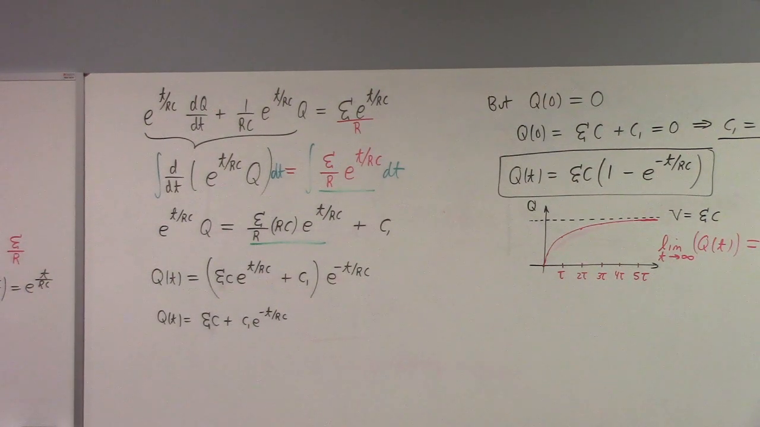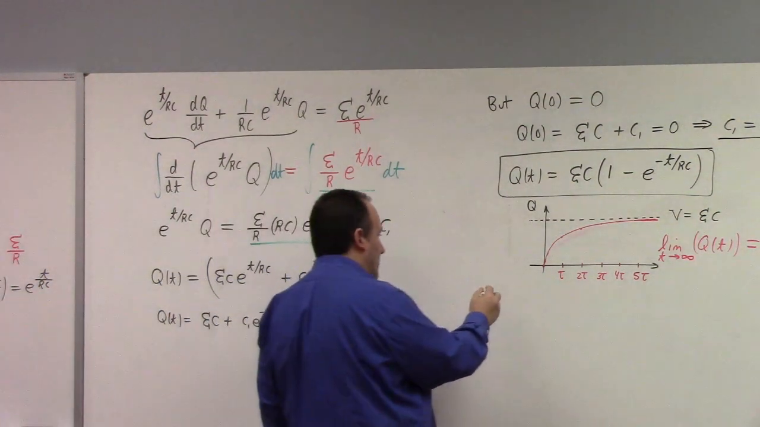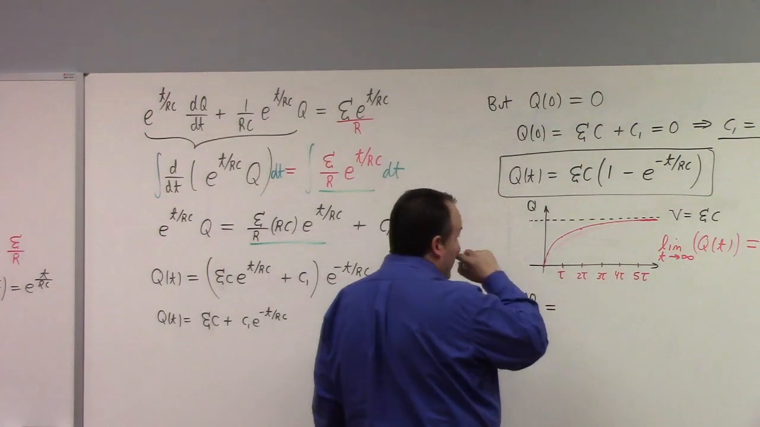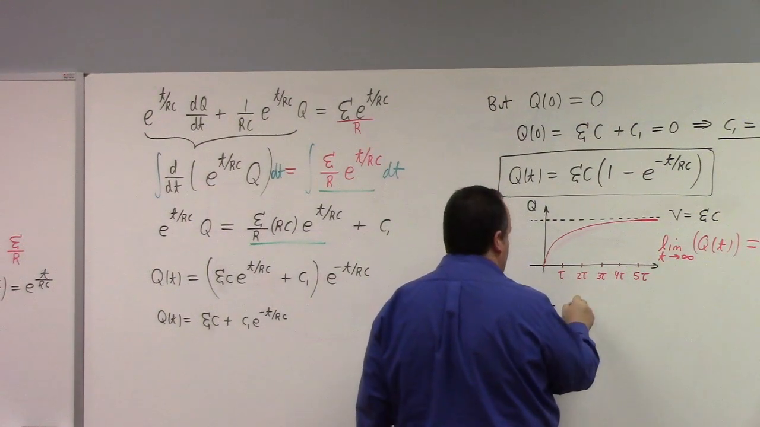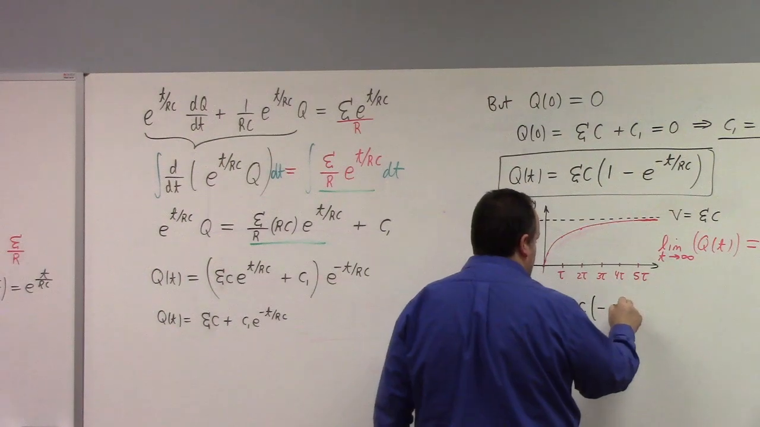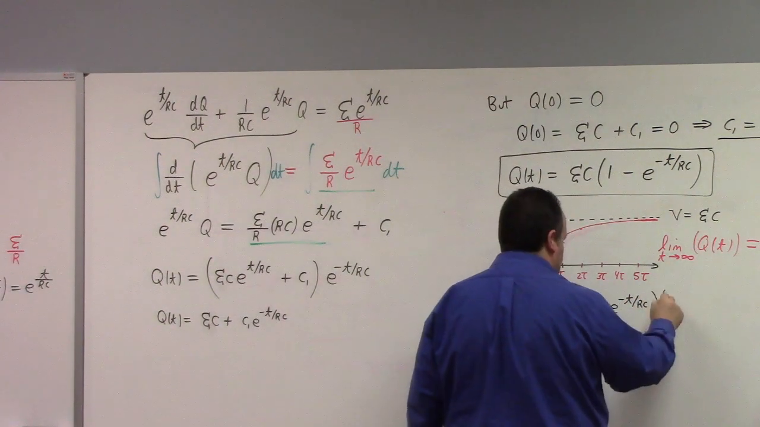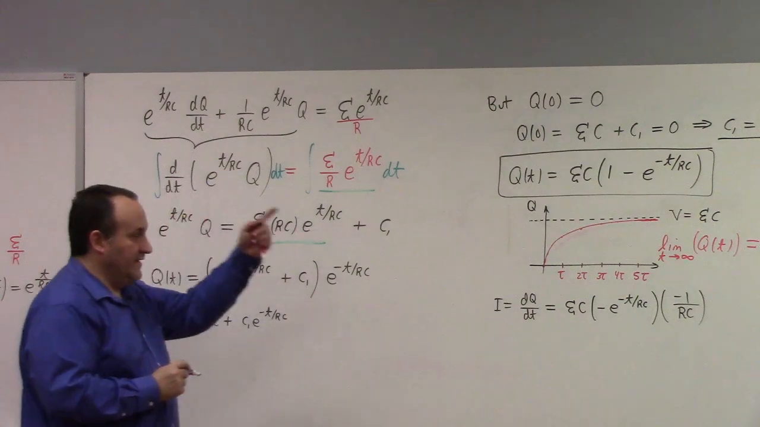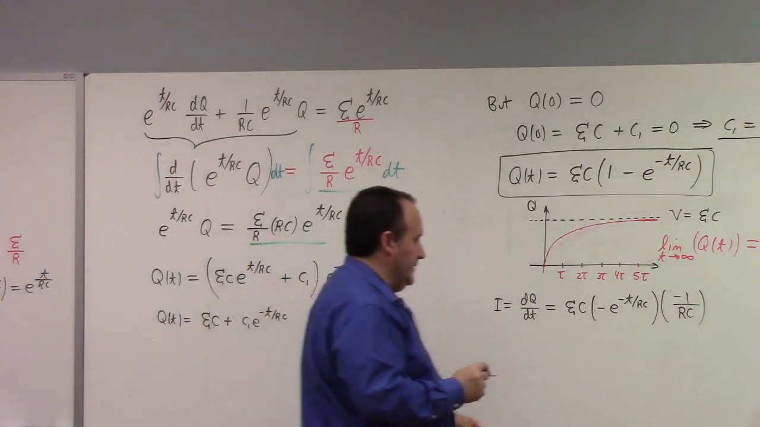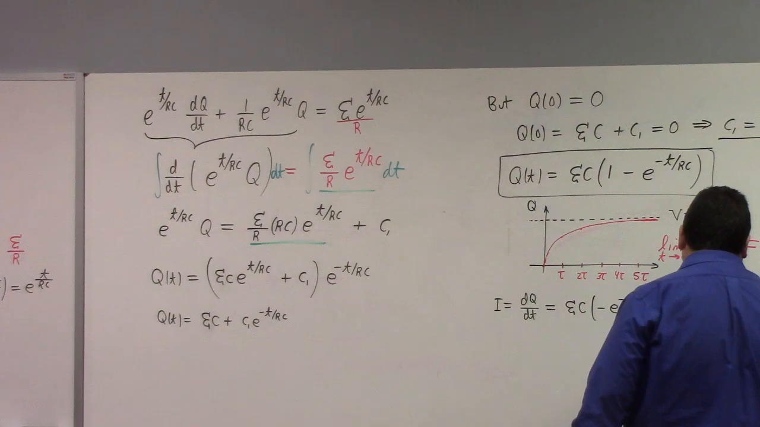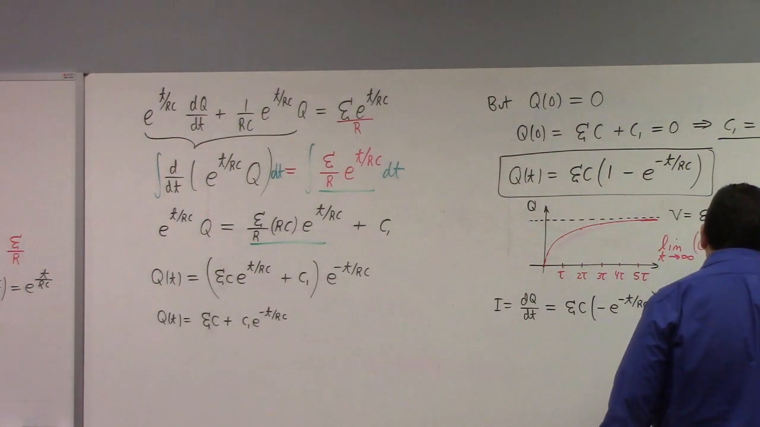Now what's the current then in the circuit? How's that work? The current is dq dt, right? And for us here, that's going to be EC times minus e to the minus t over RC times, by the chain rule, minus 1 over RC, right? Differentiating. The C's, they be canceling. And I think we just get E over R e to the minus t over RC.